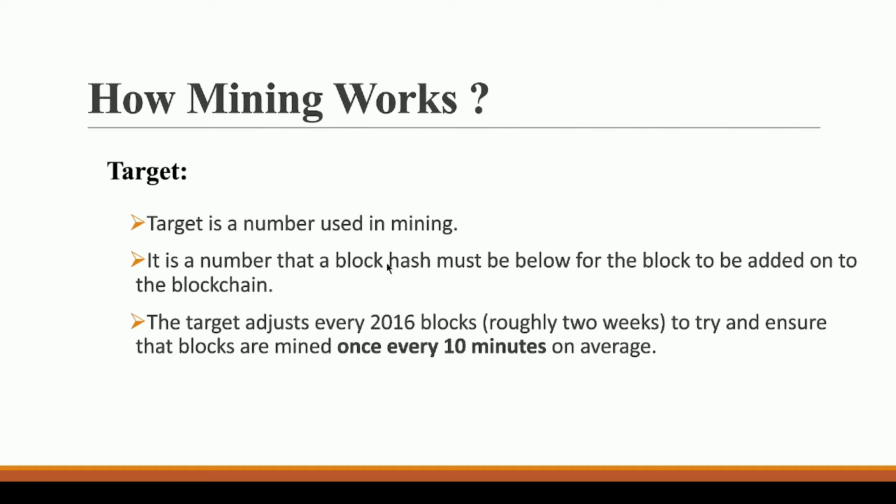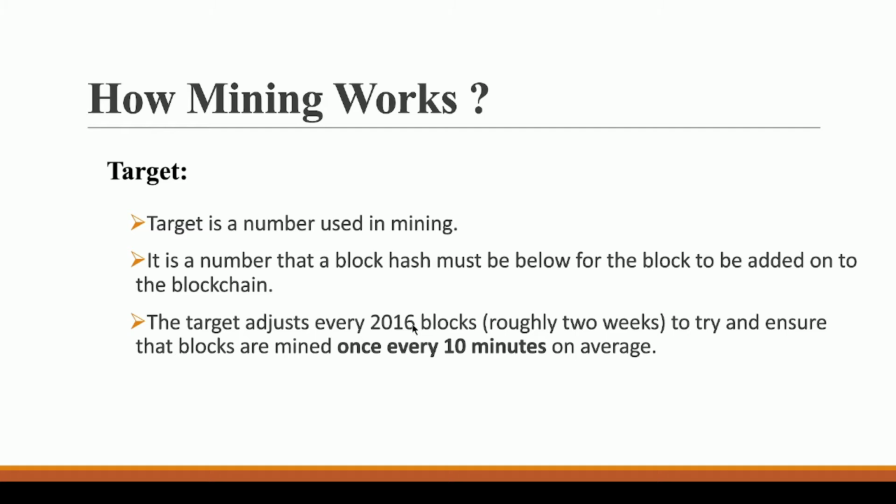Now, this target is a number that the block hash must be below. Now, what do I mean by that? You will understand once we start with our presentation. So don't worry about it. But for now, just understand that you have generated a block hash by changing the nonce. Now, your block hash must be below the target, which is a number that is being adjusted by the Bitcoin algorithm. Let's say that we are talking about the Bitcoin blockchain only. So this Bitcoin blockchain will give you a target, okay, and you have to produce a block hash which is below this target. And this will make sense once we start with our presentation.